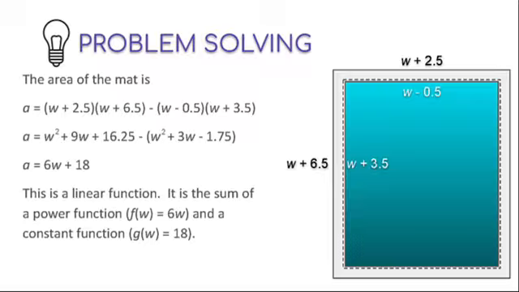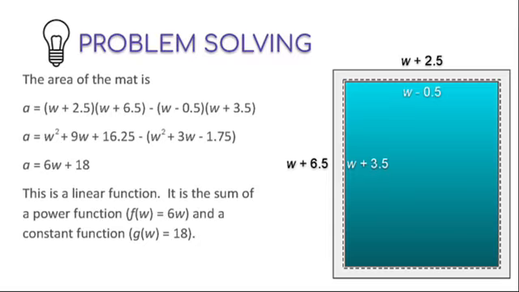We distribute and simplify to A equals W squared plus 9W plus 16.25 minus the quantity W squared plus 3W minus 1.75. Interestingly, the W squareds cancel out, and we're left with the linear function A equals 6W plus 18. This linear function is the sum of a power function, f of W equals 6W, and a constant function, g of W equals 18.